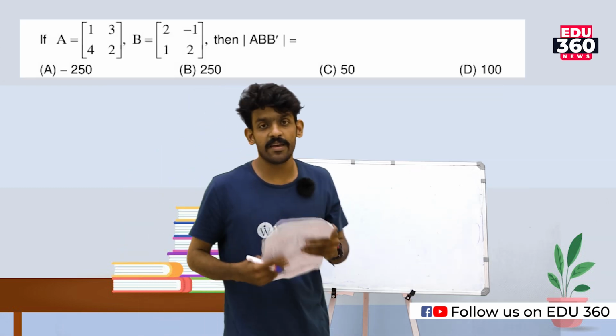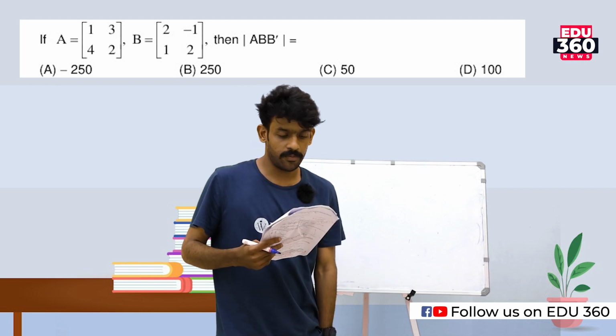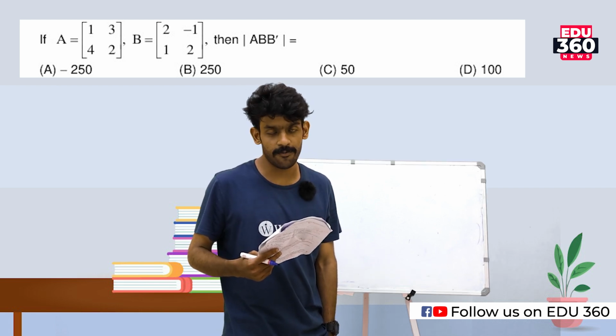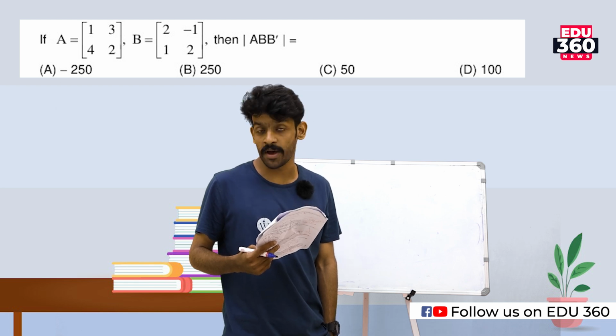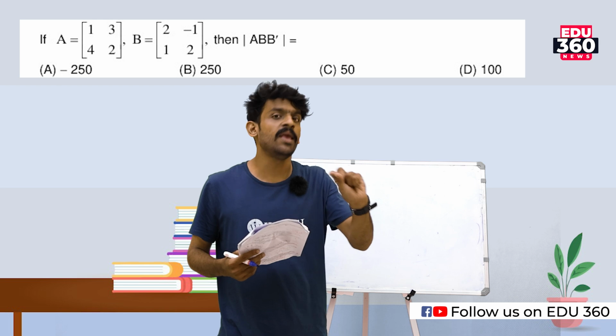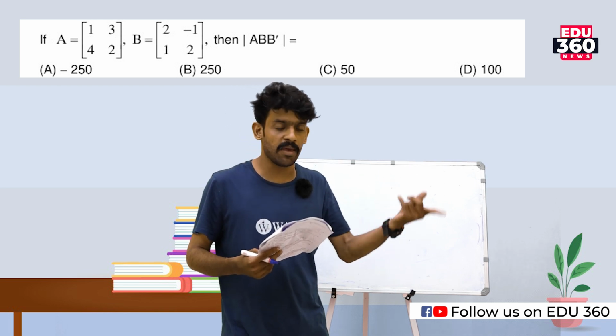So the fourth question is given that the matrix A is given as, the first row is 1, 3, 4, 2, and matrix B is given as 2 minus 1, 1, 2. Then they are asking us to find the determinant of A, B, B dash. We need to find the determinant of A, B, B dash.